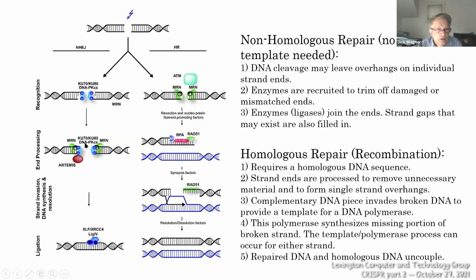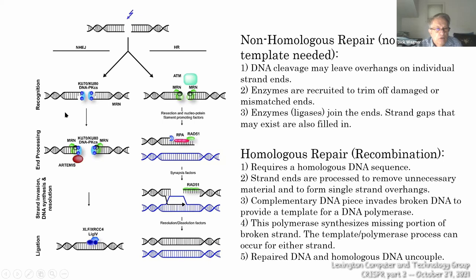Now, as you can see, you can get gaps here. You can be trimming so that you actually leave some of these nucleotides that used to be here in the parent gone. They do not get replaced. They are gone. Okay, the DNA is joined together, but what was there to begin with is gone. In non-homologous repair, that's common. That's very typical. It happens almost all the time.